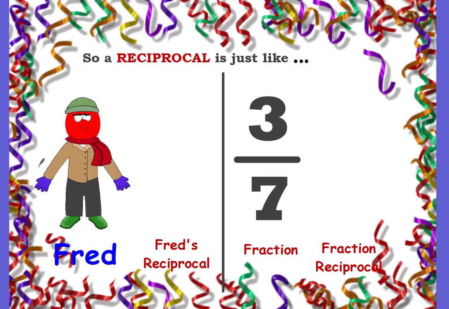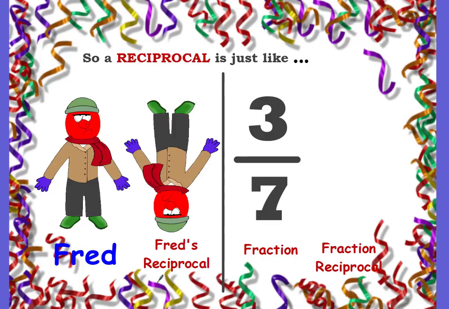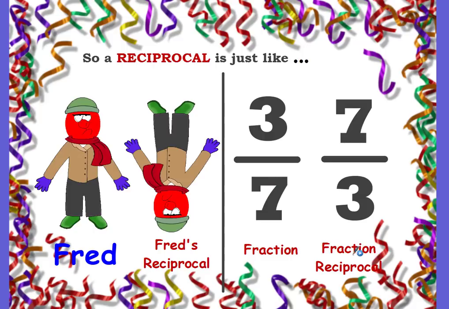So reciprocal is just like Fred. Okay, this is Fred. We call him reciprocal Fred. And what do you think Fred's reciprocal is going to look like? Take just a second, see if you can guess correctly. Or actually envision it. What do you think he's going to look like? There's Fred's reciprocal. All we did was flip Fred upside down, and now instead of standing on his feet, he's standing on his head and his feet are in the air. So the reciprocal for 3/7 would be 7/3.